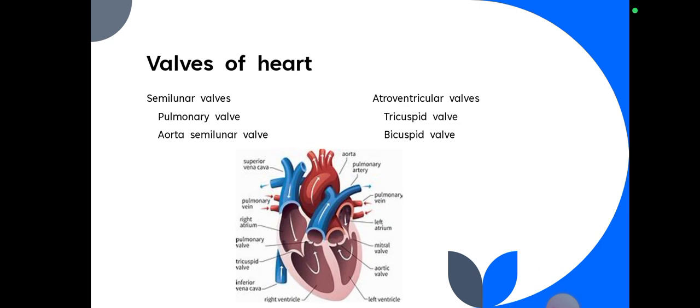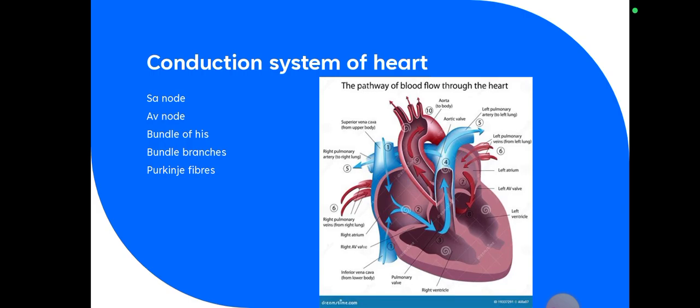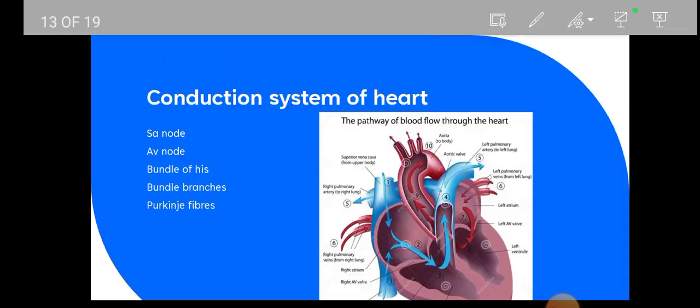Next, we have the valves of the heart. There are two types of valves: one is the semilunar valve, the other is the atrioventricular valve. In the semilunar valve, there are also two types: aortic and pulmonary. Then, tricuspid and bicuspid. These are the four valves. Here, as you can see, the valves are not visible so clearly, but you can see the walls in the last one.